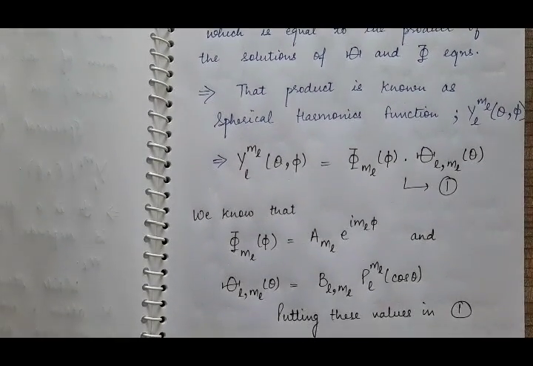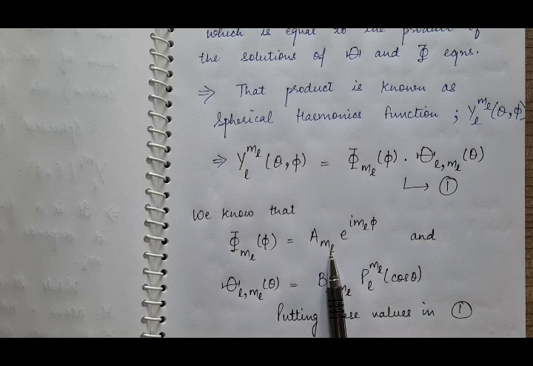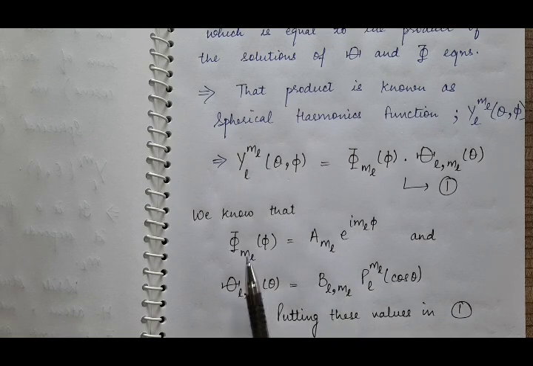So we know what the solution of the phi equation is. The solution of the phi equation is this. We have already calculated it in this chapter. And the solution of the theta equation is this. Again, we have calculated this solution in one of the previous articles. So put the values of these solutions of the theta and phi equations in this equation number 1.